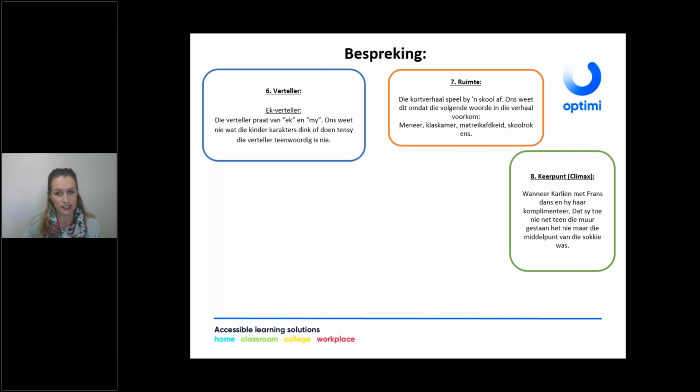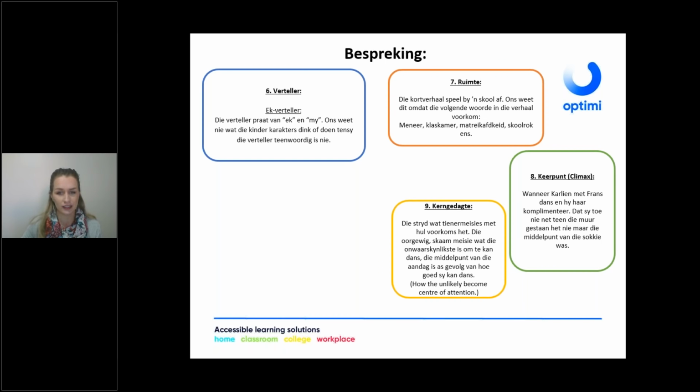Carlene and Franz dances, and he then compliments her on her dancing. So she is no longer the girl that's just standing against the wall waiting for someone to ask her to dance or just waits for the night to be over so that she can go home.